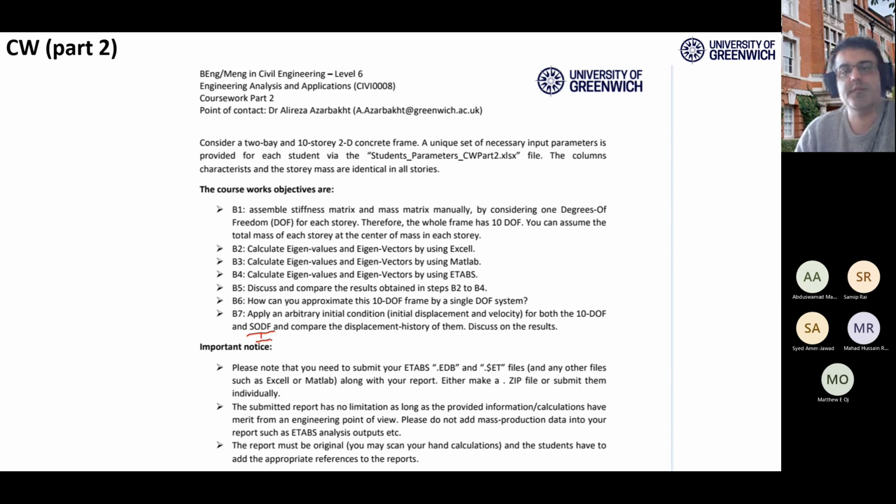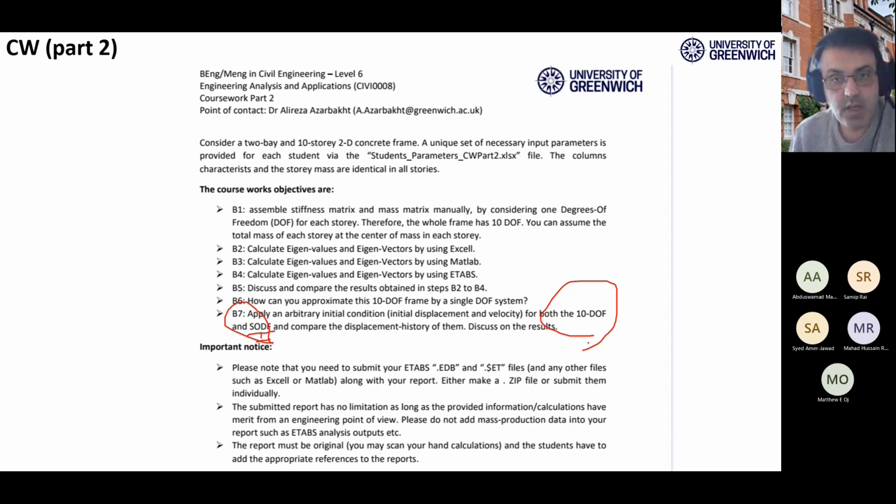So for the single degree of freedom system, you can use that Excel sheet. But for the 10 degrees of freedom system, you cannot use that Excel spreadsheet. And this is the part of the coursework where you need to do a bit of research to see how you can calculate the response of the 10 degrees of freedom system in your case and compare it with the single degree of freedom system.